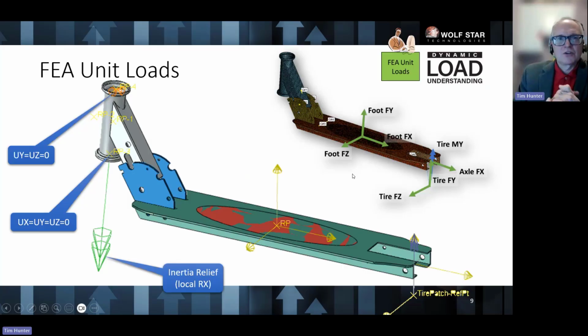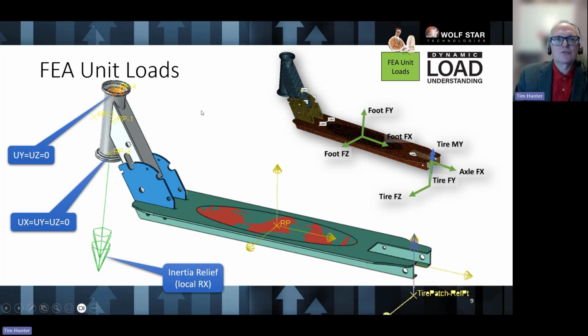So back to our Razor scooter here. Here's the FEA model I've got set up. You can see I've got XYZ loads set up at the foot. I've got loads at the axle and the tire patch and drilling moments here. So I've got all these unit load cases and the boundary conditions. I'm restraining the top and the bottom of the steering tube translationally. I've still got a spinning degree of freedom that's free, so I'm using inertia relief to take care of that. This is a nicely set up model, and we solve the FEA model for all these unit load cases.